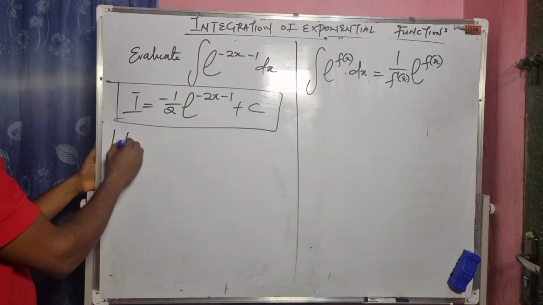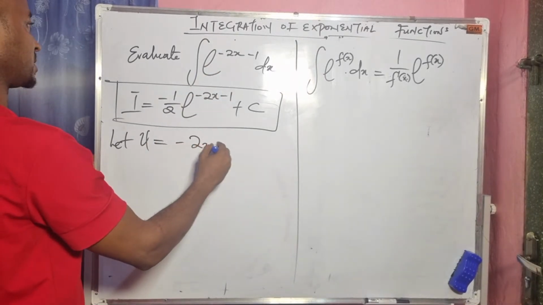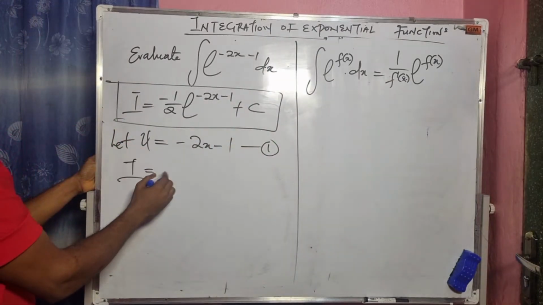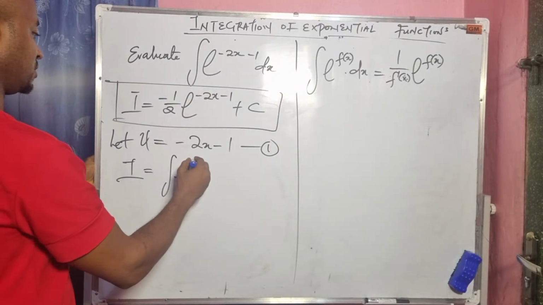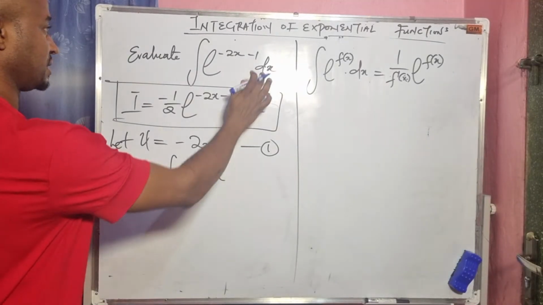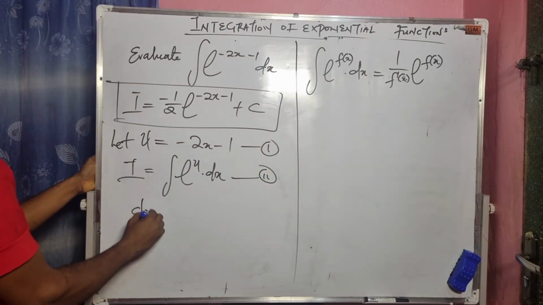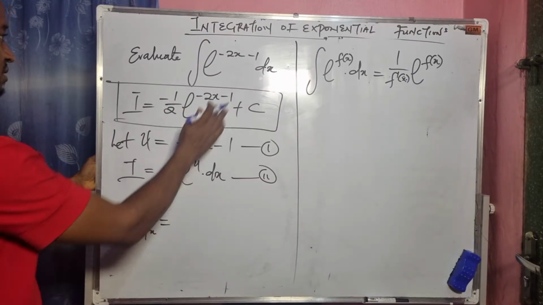We're going to say let u equals minus 2x minus 1, equation 1. Then it means that our integral becomes the integral of exponential u dx. This is equation 2. Then we have to differentiate this. We have du over dx, which will give us minus 2.